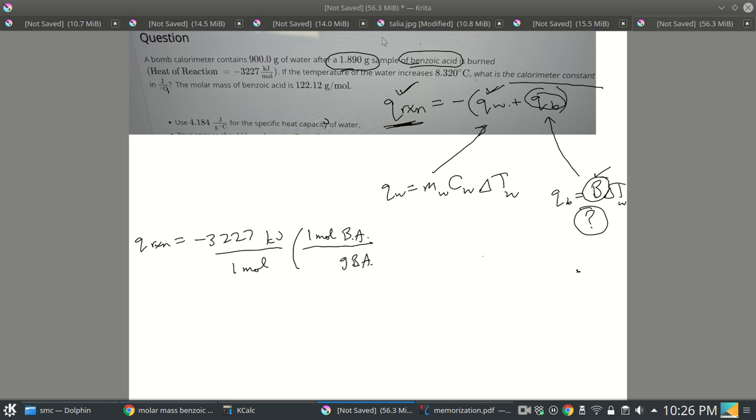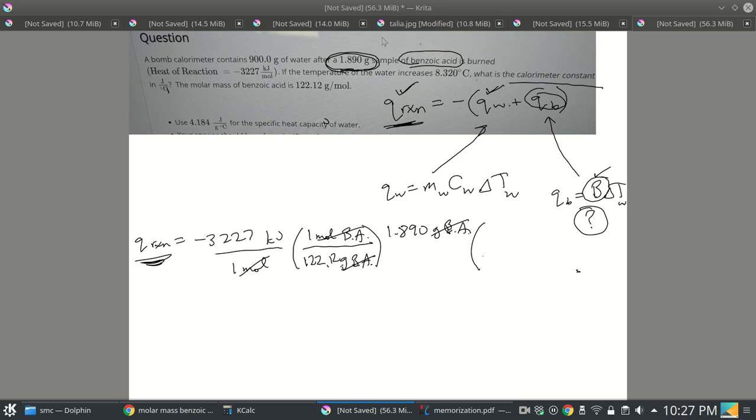So 122.12. So now the moles cancel. I have grams. But that would give me kilojoules per gram. That's not what I want. I want joules for the Q of the reaction. So I'm going to get rid of the grams. I used 1.890 grams of benzoic acid, so I'm going to put that over here. This number is not related to anything. It's just how much benzoic acid we used. So I'm going to cancel these grams out, leave this just floating around by itself.